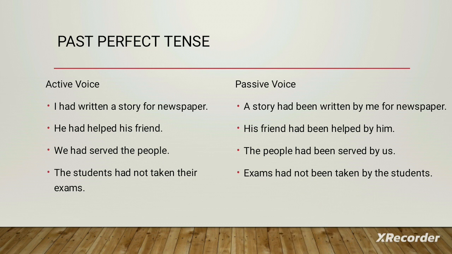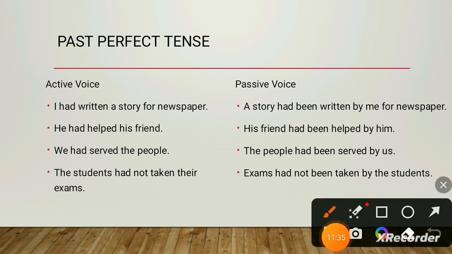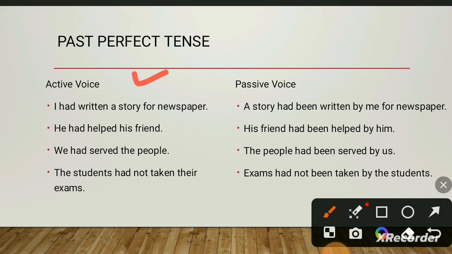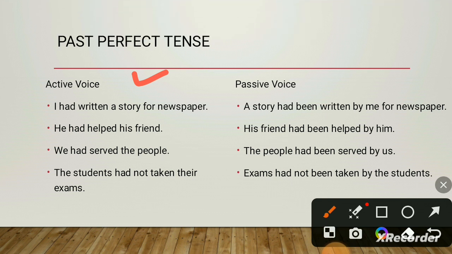So the last aspect of the past tense that we can change from active to passive is past perfect tense. We go through some examples. I had written a story for newspaper. I had written a story for newspaper. A story had been written by me for newspaper.